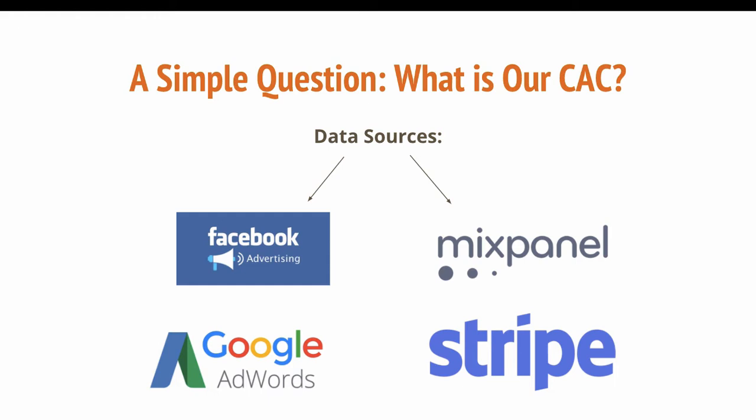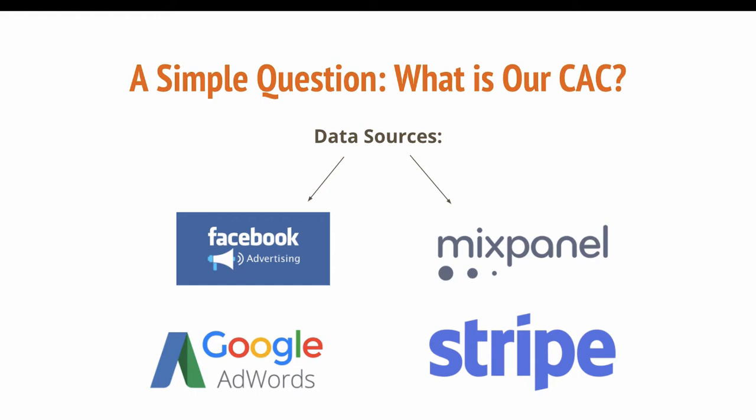But what comes up from this question is that to answer just this one seemingly normal common question, you need to pull data from multiple sources. Let's imagine you're running ads on two platforms, Facebook and Google AdWords. And this is really the two most popular platforms for running ads. And then you got Mixpanel set up for tracking some engagement, and you got Stripe processing payments. Again, very common stack. You need all of these four sources to answer this one question: what is our CAC?